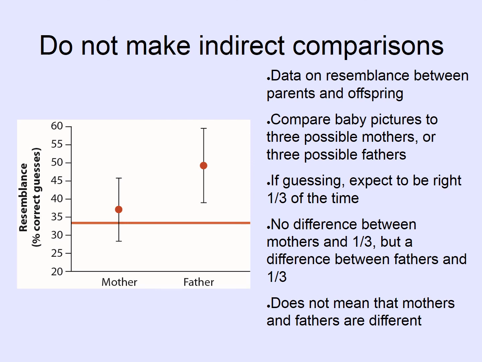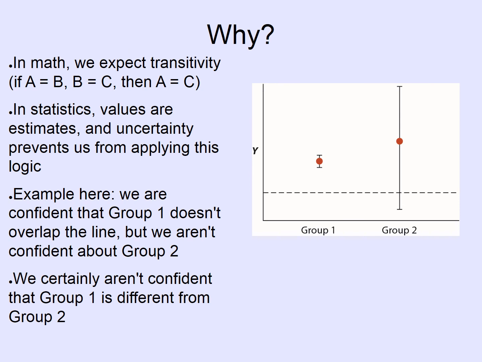But that does not mean that there's a difference in being able to tell the difference between identifying mothers and fathers as a direct comparison. We could not do it like this, because we don't have transitivity, okay? Remember, if A equals B and B equals C, then A equals C. Well, that doesn't happen here because we're talking about estimates and there's uncertainty, so we can't apply that kind of mathematical logic. Here, we are confident group 1 doesn't overlap some line, and that might be a null. We are also confident about group 2, but we certainly wouldn't say then that group 1 is different from group 2. We need to do a 2-sample t-test and directly compare the two.